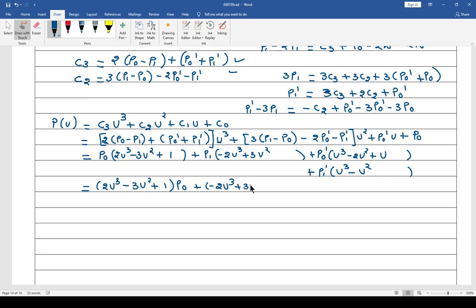Plus 3u square. So that is P1. Then I have u cube minus 2u square plus u, that is my P0 dash, okay, and finally I have u cube minus u square and I have P1 dash, okay.